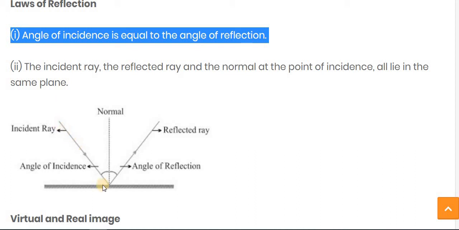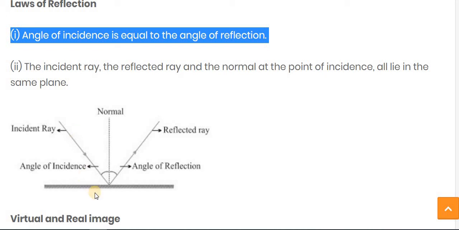The light ray which falls on the surface, that ray we consider as an incident ray. This incident ray bounces back from the surface and forms one more ray, that is called the reflected ray. If we draw a perpendicular line to the surface, then it is called the normal. So this is the normal.